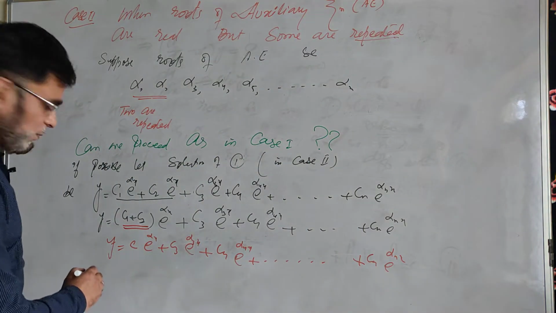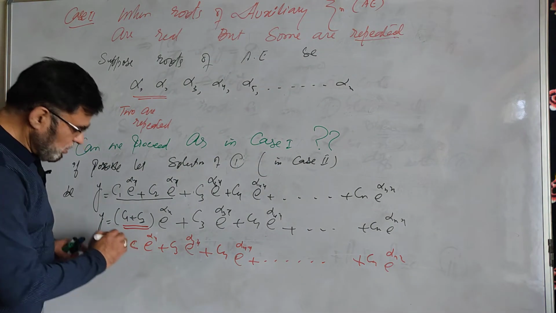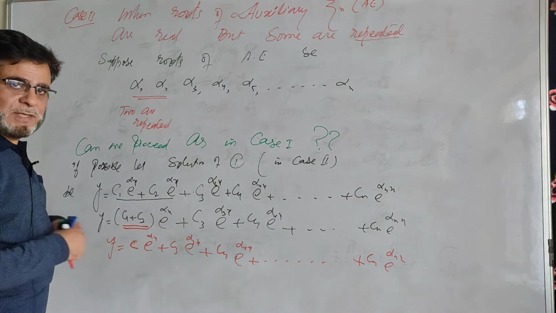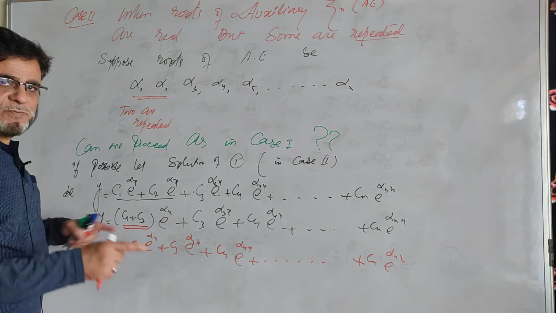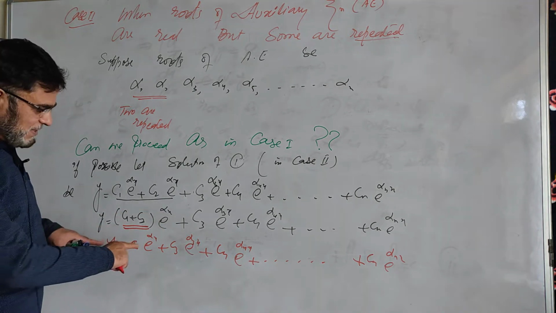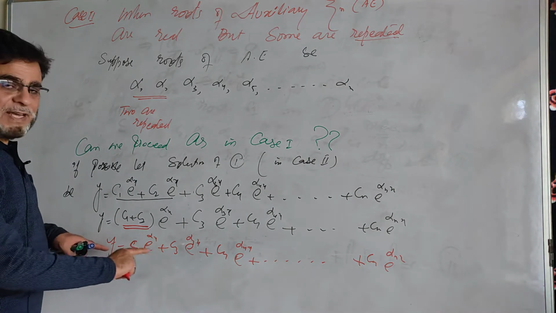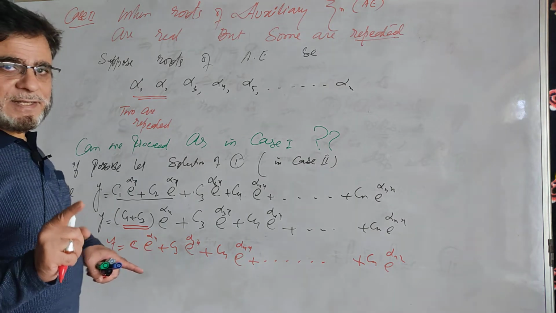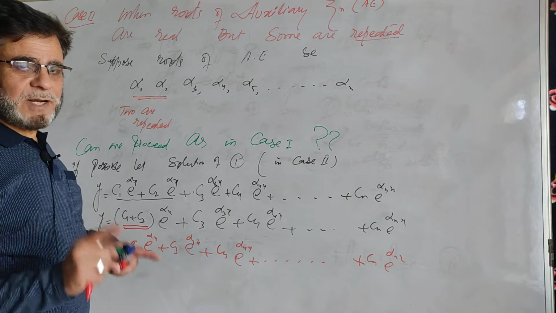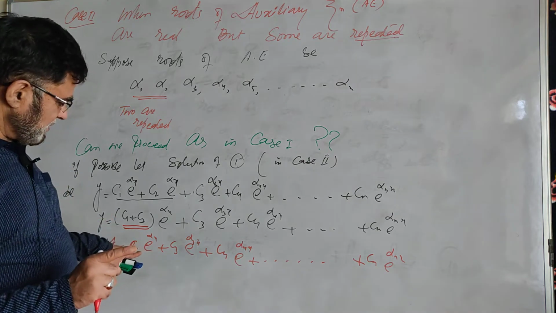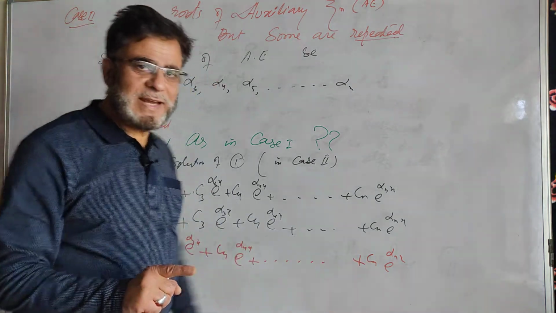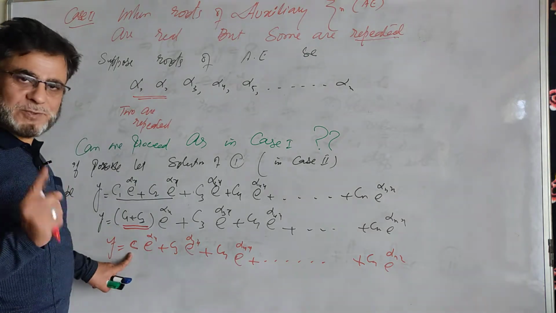Now here what you observe? You observe that two constants have merged into one constant. So this equation will not have n different arbitrary constants. The constants involved here are only n minus 1 because two have merged into one.